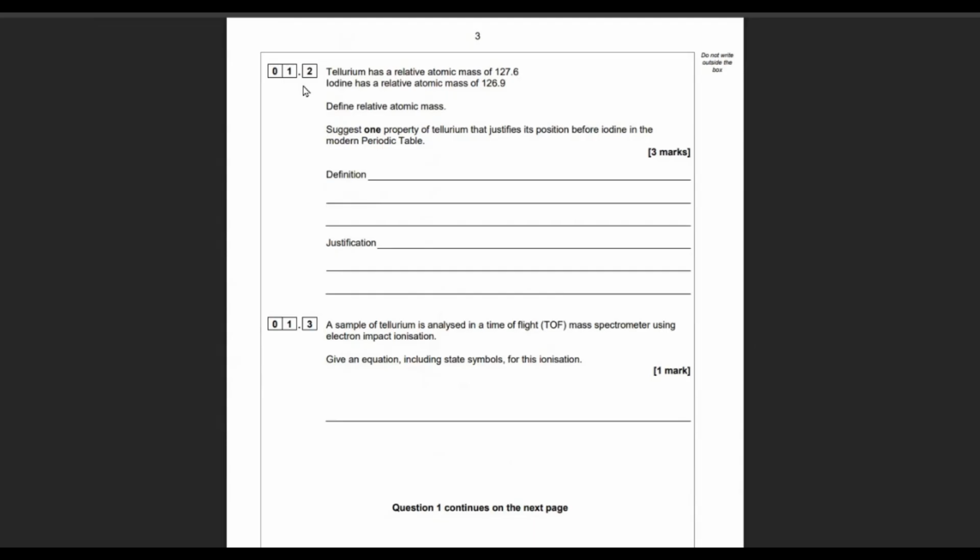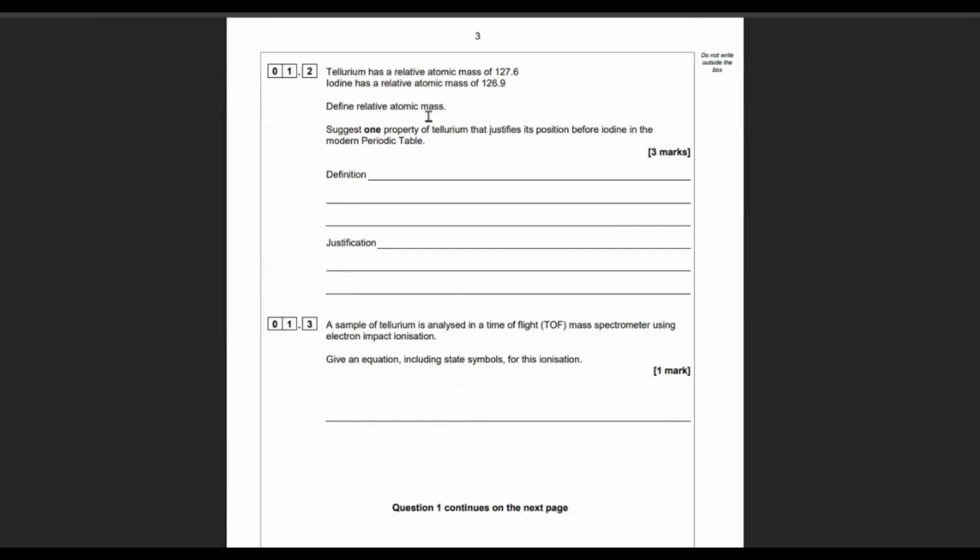Right, 1.2. Tellurium has a relative atomic mass of 127.6. Iodine has a relative atomic mass of 126.9. Very close, those. Define relative atomic mass. Suggest one property of tellurium that justifies its position before iodine in the modern periodic table. It's worth 3 marks. So we need the definition, first of all, of relative atomic mass.